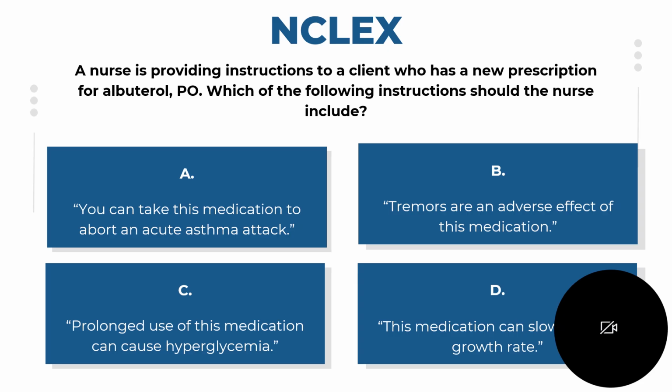A nurse is providing instructions to a client who has a new prescription for albuterol PO. Which of the following instructions should the nurse include? So B, tremors are an adverse effect of this medication. That's correct. I already knew this was going to be an issue. I think this was just tricky. Like, what the heck does abort mean? But yeah, it is used to treat an asthma attack. If that's what you were saying, I'm with you.